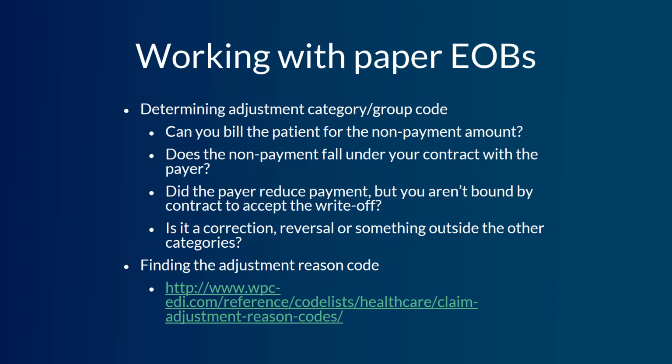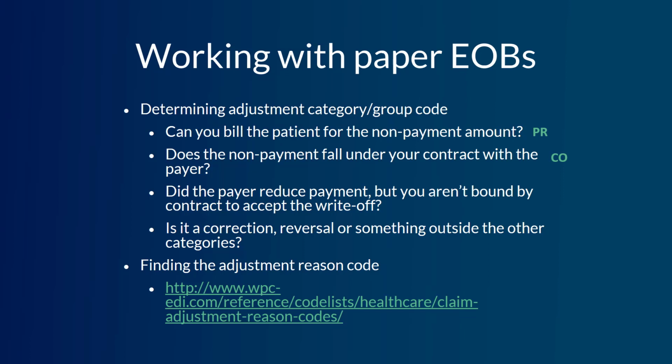First up, we have, can you bill the patient for the non-payment amount? So if through your contractual relationship with the payer, or because you don't have a contractual relationship, you are allowed to bill the patient, then your group code is probably PR for patient responsibility. If that's not your scenario, then we'll move on to the next question. Does the non-payment fall under your contract with the payer? So does your contractual relationship with the payer require you to accept that non-payment as a write-off? If that's the case, you're probably looking at a CO for contractual obligations.